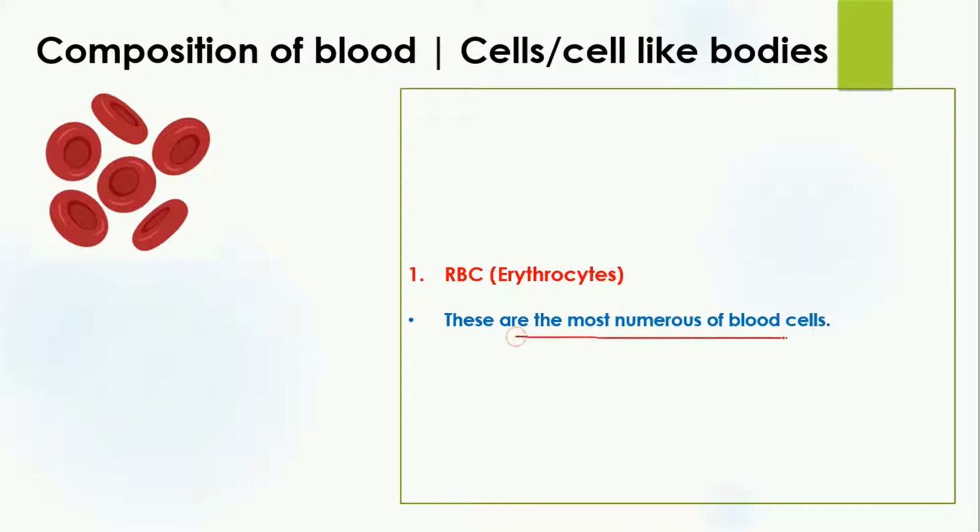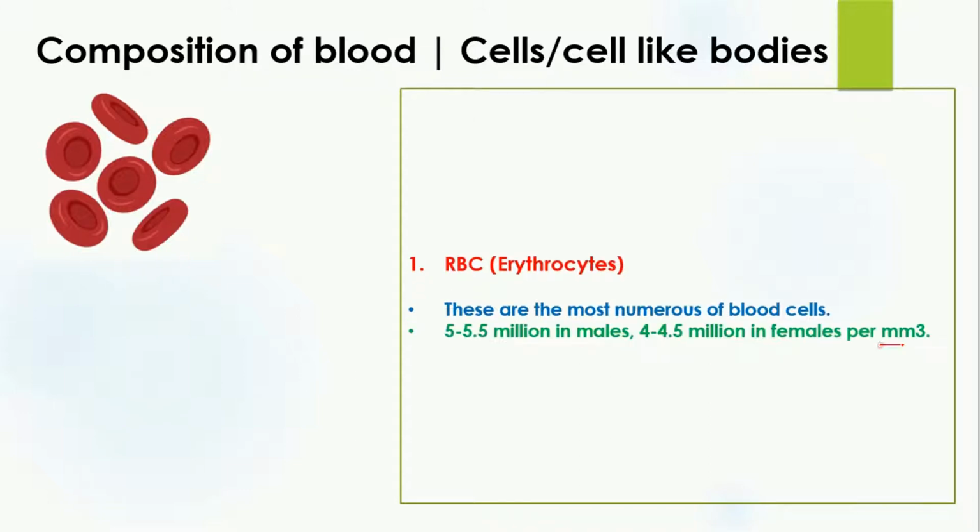Red blood cells are the most numerous blood cells present in the blood. In 1 millimeter cube, about 5 to 5.5 million cells in males and 4 to 4.5 million cells in females are present. So you can see how huge a number of red blood cells are present in the blood.